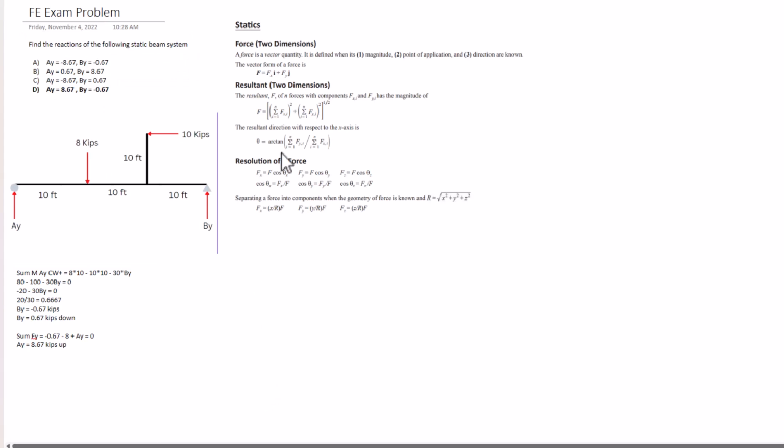So what we did is we made sure we calculated the moment correctly about A_y, finding the correct moment arm. That helps us get the right result for B_y. And as a result, summing the forces in the y direction, getting the right answer for A_y. So that's how to solve this problem.